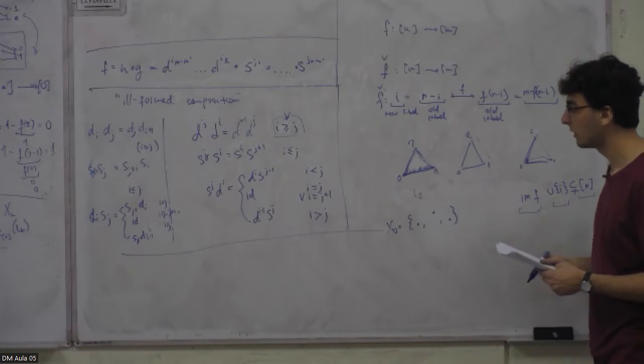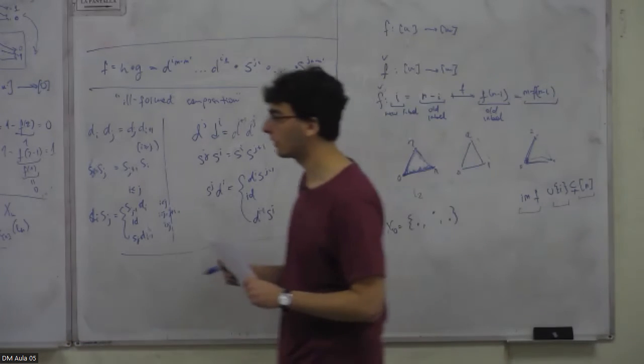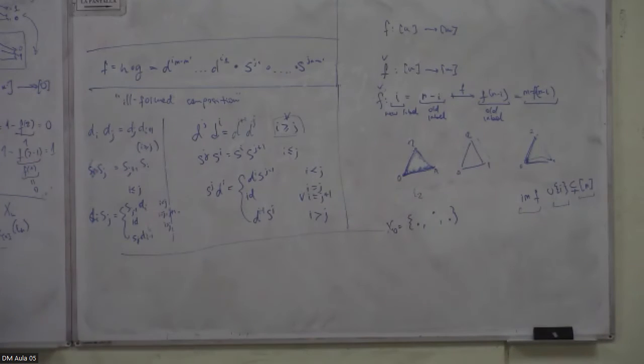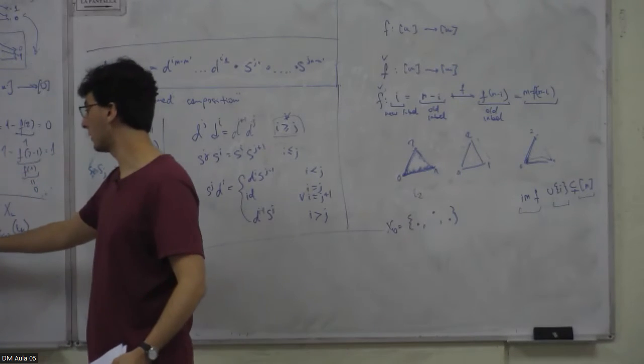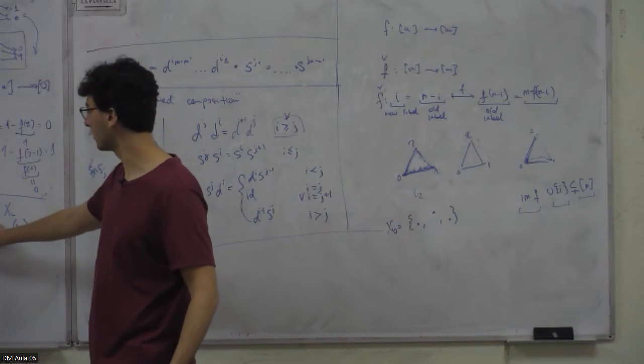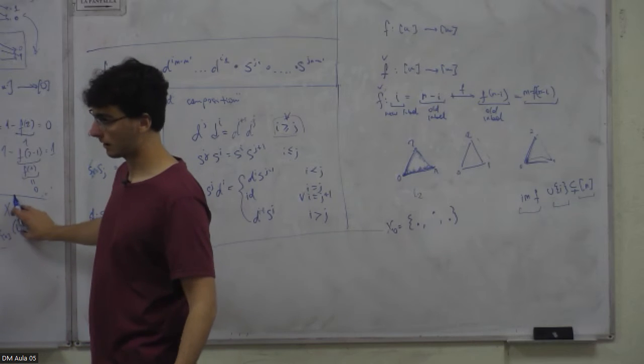Okay, and these simplices and horns, you can use them to, well, you can also ask: giving a map of simplicial sets from the standard simplex to X is the same as giving an n-simplex.